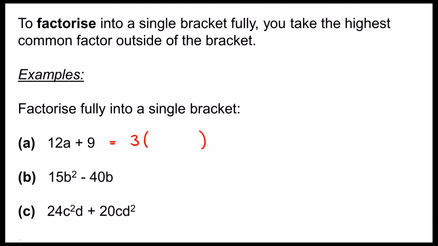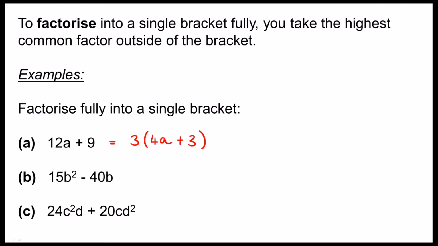Because I've taken a factor of 3 out of the expression, simply dividing all of it by 3 will tell me what needs to go in the bracket. So 12a divided by 3 leaves me with 4a in my bracket, and positive 9 divided by 3 leaves me with positive 3. Therefore my answer is a 3 outside of the bracket and 4a plus 3 on the inside.